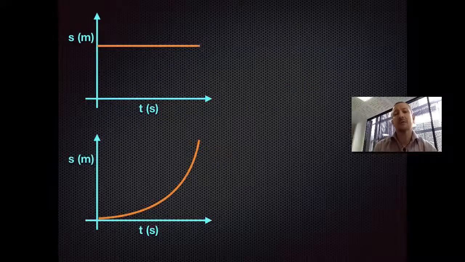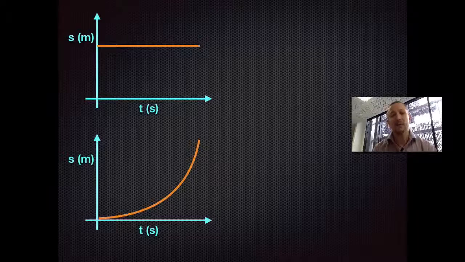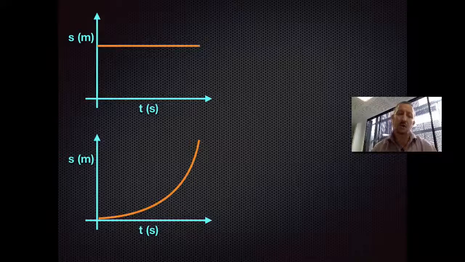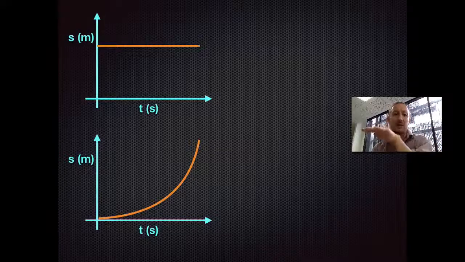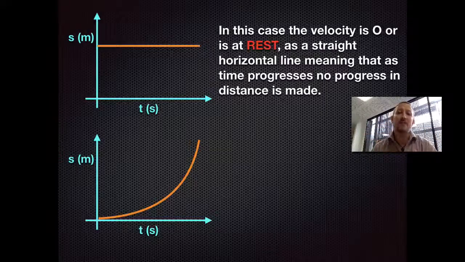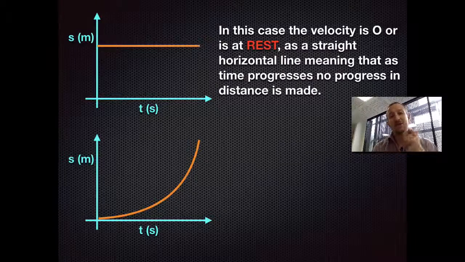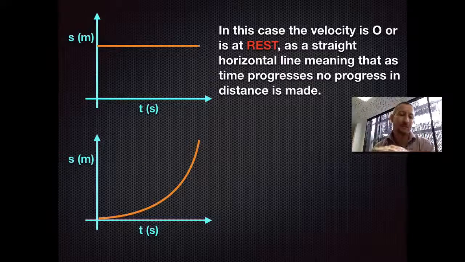So we've got two graphs that you can see here, which are basically work that we did in year 10. If you look at the top graph, you've got a horizontal orange line. That horizontal line means that the displacement from home doesn't change as time continues. That basically means we're at rest. We are not moving. Our velocity is zero.